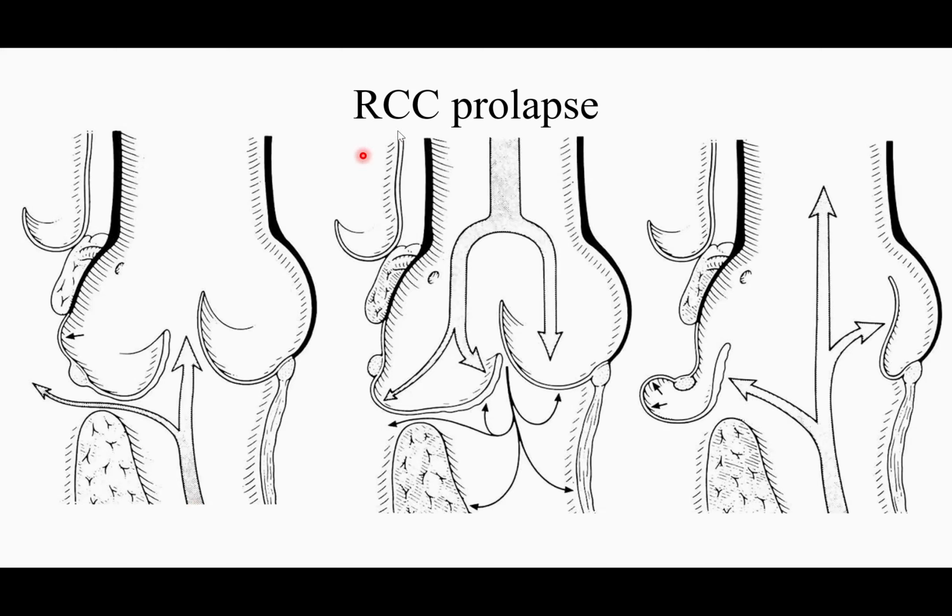This is the RCC prolapse. When blood flows through the VSD, the right coronary cusp is sucked with the jet of the high velocity, so the RCC prolapses and narrows the VSD more, and then the prolapse causes aortic regurg.